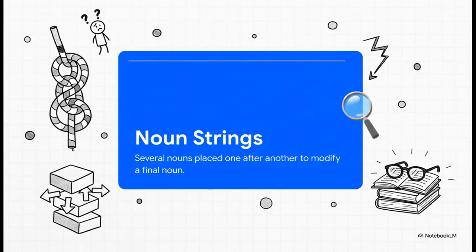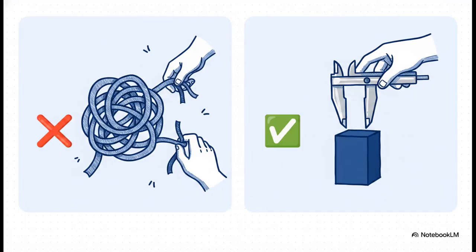But hey, even with great transitions, you can still totally trip up your reader. I mean, have you ever felt completely lost reading a dense academic sentence? Yeah, you might have been the victim of the dreaded noun string. A noun string happens when you place several nouns right after one another just to modify one final noun. The source notes that this basically forces your reader to hit the brakes and question how all these words actually relate to each other.